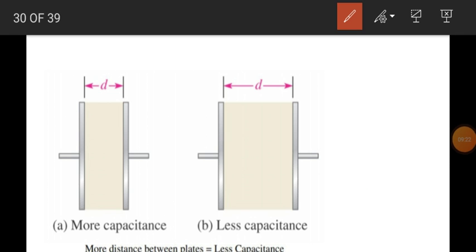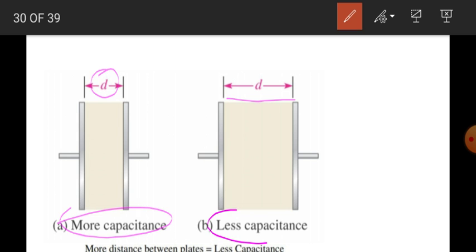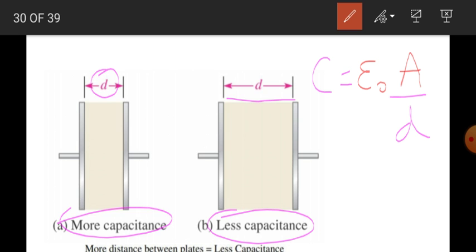Second factor is the distance between the parallel plates. So here the distance is less, capacitance is more. Here the distance is more, capacitance is less, means they are inversely proportional. So according to this formula, capacitance, permittivity of the free space, we are assuming there is air inside, is directly proportional to area and inversely proportional to the distance between them. So this is the formula basically for the capacitance of the capacitor. There is a derivation as well, which I am not going to go for, otherwise the video will be quite lengthy.